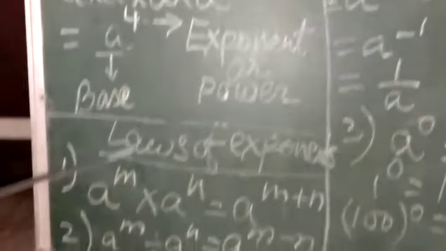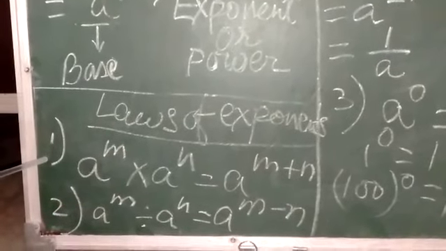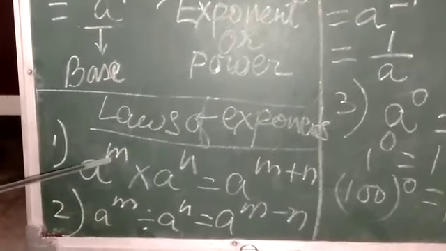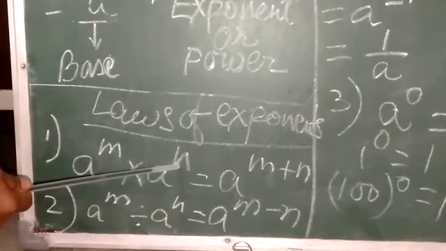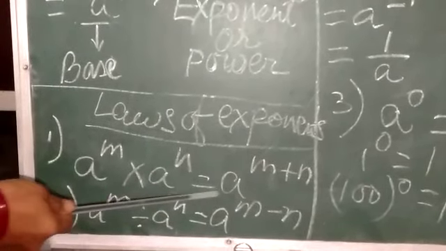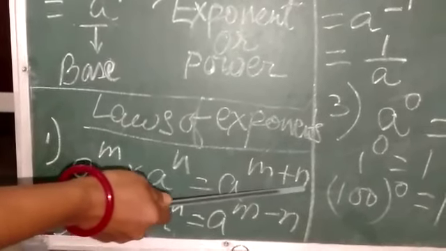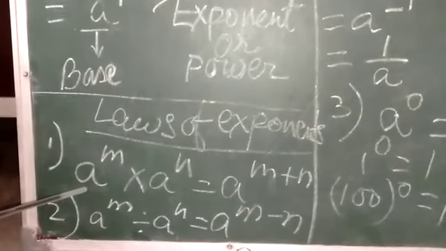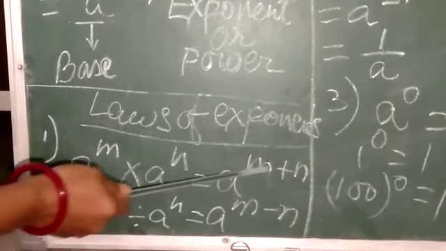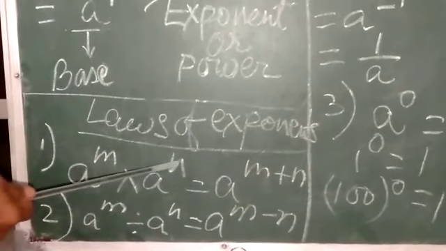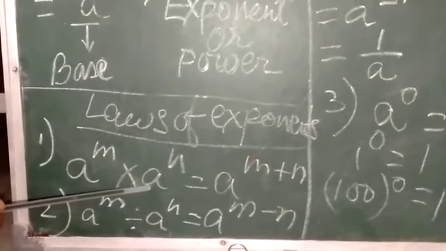Now we will go to laws of exponents. The first law: a raised to the power m into a raised to the power n can be written as a raised to the power m plus n. That means if bases are the same, then we can add the powers. The powers can be any number, as well as the bases.